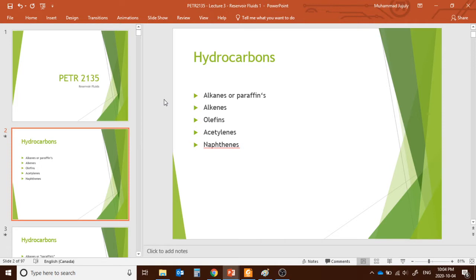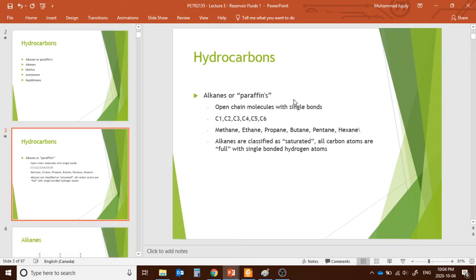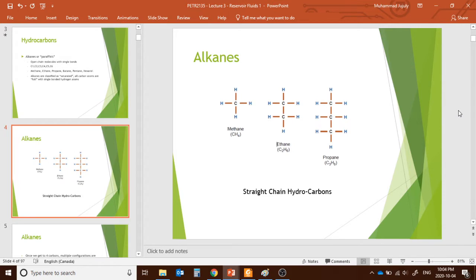The alkanes, or the paraffins, are single chained, as you know. Single chain means you have only one chain. Examples are methane, ethane, propane, hexane, eicosane. These are all paraffins and single bonded, as you can see here.